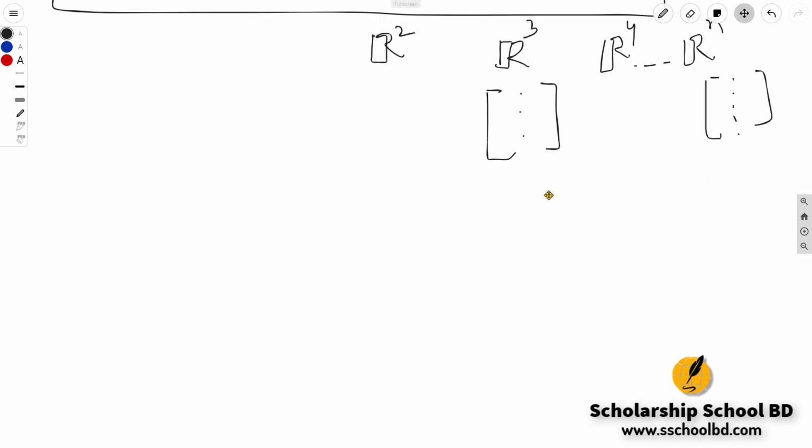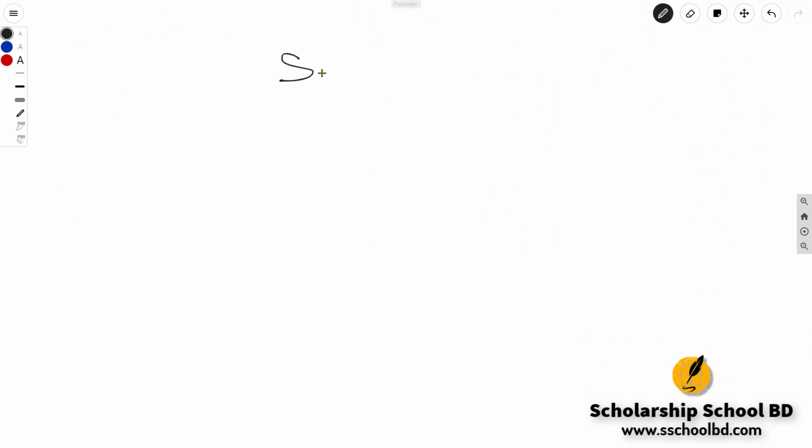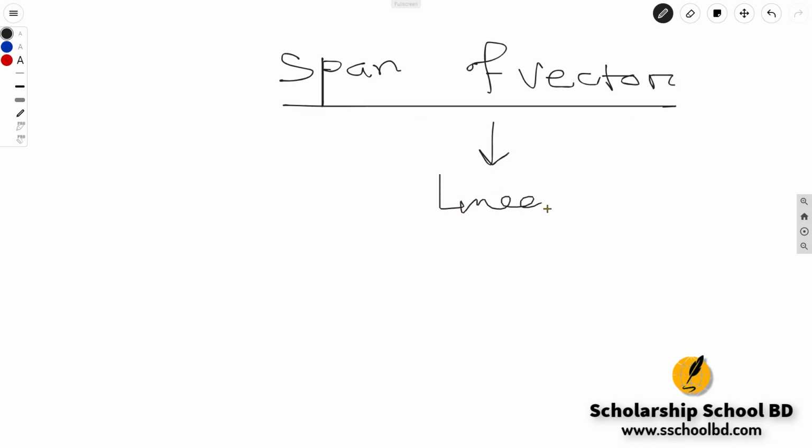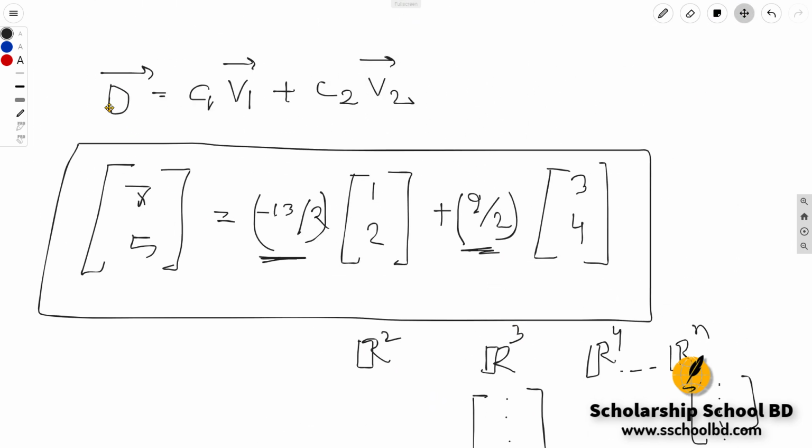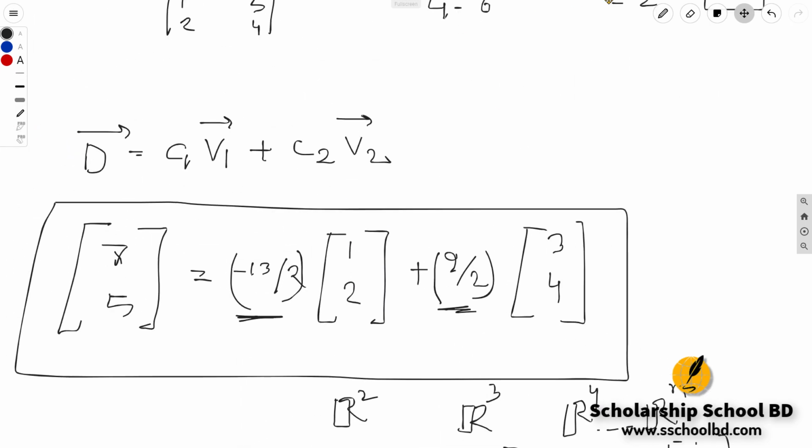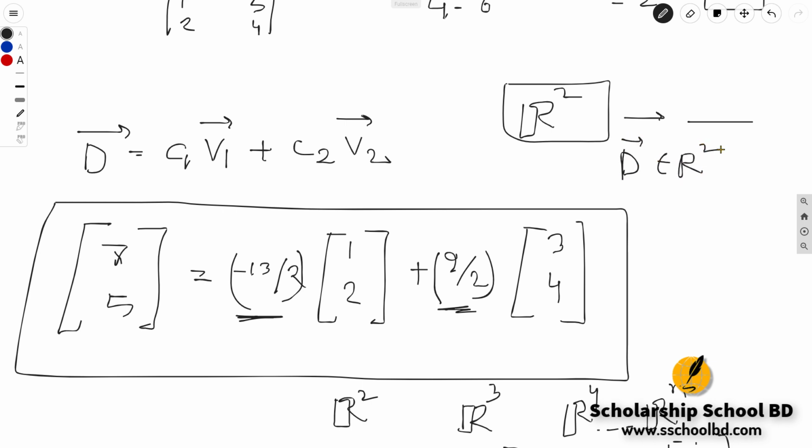Now, coming back to the discussion of the span of vectors. So the concept of span of vector is related to the concept of linear combination as well. They are basically related together. How? In the previous example, we saw that D can be expressed as the linear combination of V1 and V2 vectors. Now, apart from D, are there any other vectors in R2 space? So in R2 space, there are infinite number of vectors, right? Among those vectors, D is a vector in R2 space that can be expressed as the linear combination of V1 and V2.